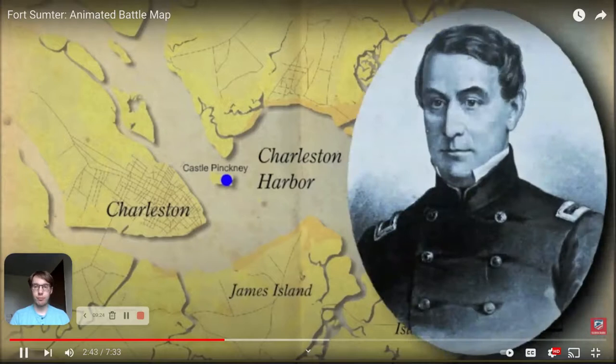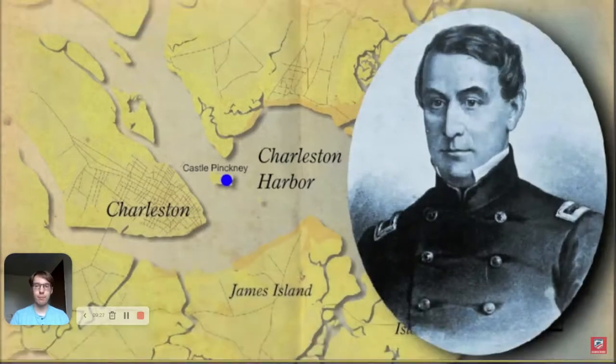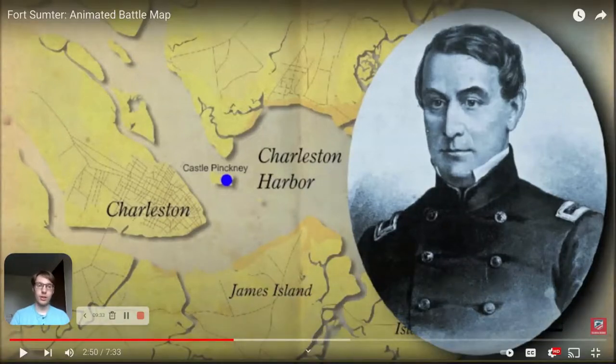In November 1860, Major Robert Anderson assumed command of U.S. fortifications in Charleston Harbor, headquartered at Fort Moultrie. So he was a Kentuckian. He was one of the main reasons why Kentucky stayed in the Union, because of his drive and his popularity in Kentucky, and people knew about him.